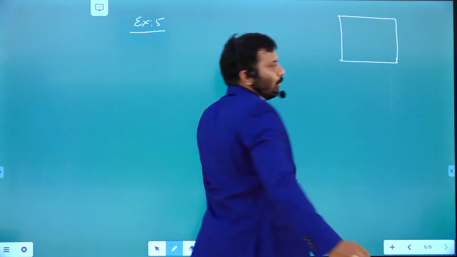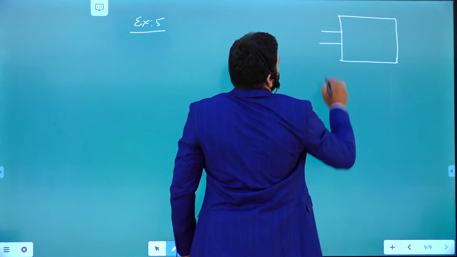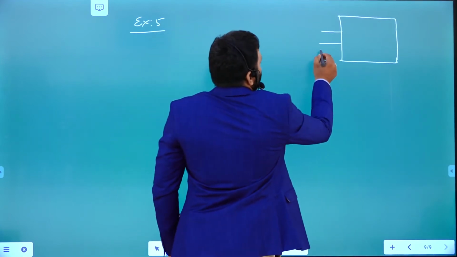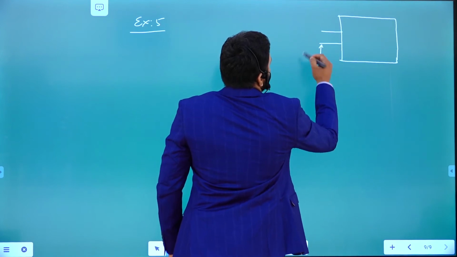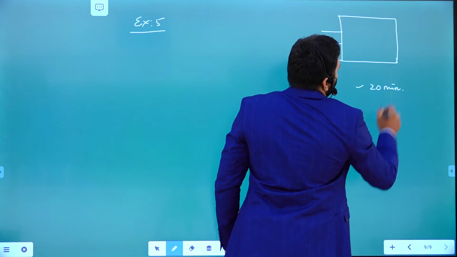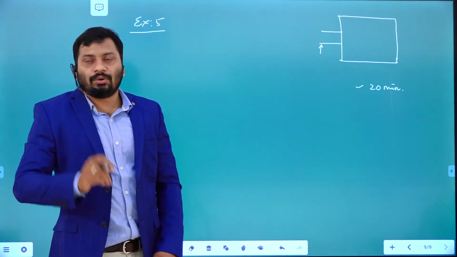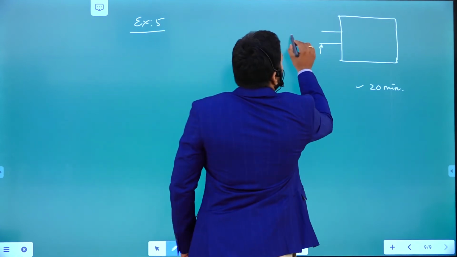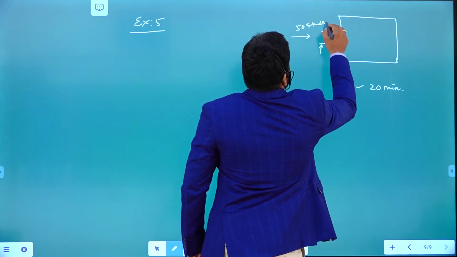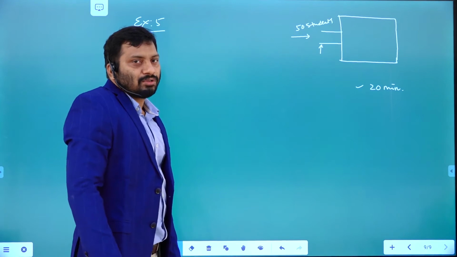This is the room, right? So for this room, what do we have to do? Wait 20 minutes. First step is 20 minutes. After that, allow 50 students into this particular room. So that is the application.